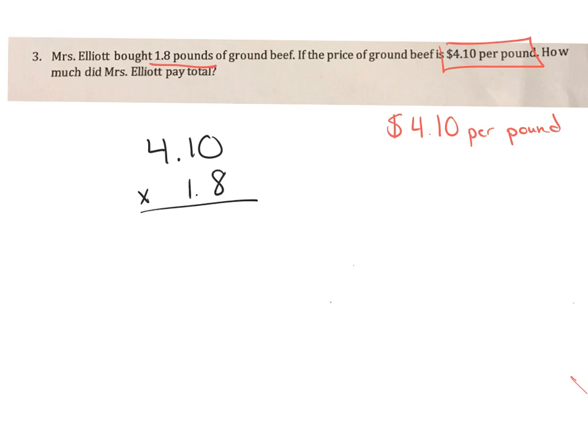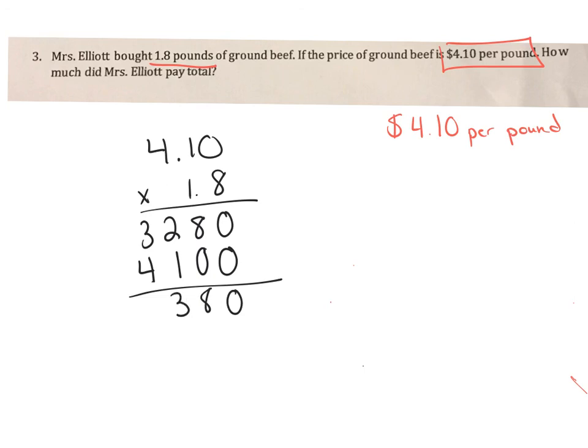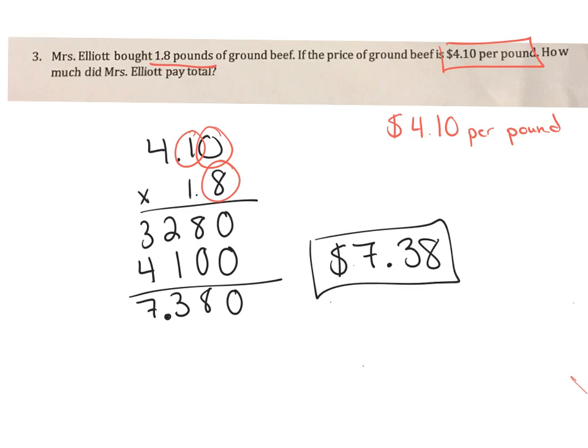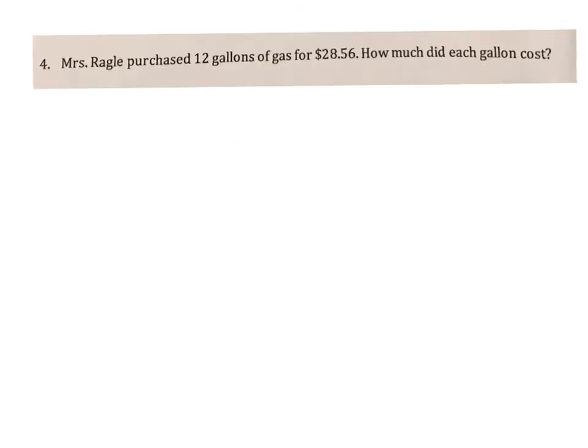And notice I didn't line up my decimals because you don't need to. 8 times 0 is 0, 8 times 1 is 8, 4 times 8 is 32. Don't forget that placeholder. 1 times 0 is 0, 1 times 1 is 1, 1 times 4 is 4. And then we just add 0, 8, 3, 7. Then go back and circle your decimal places. You have 1, 2, 3. So we should have 3 in our answer. So the answer would be $7.38.